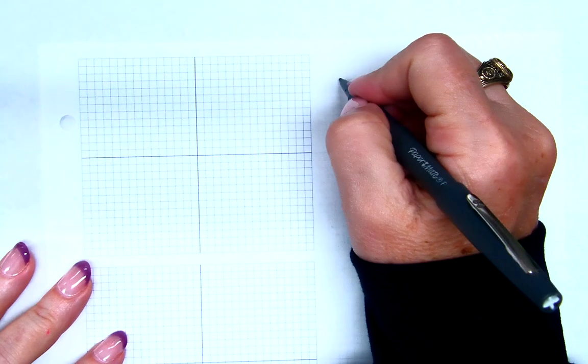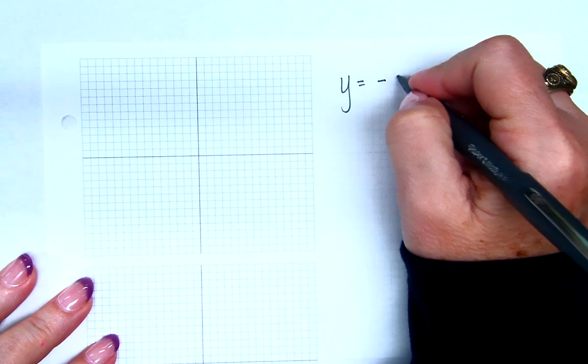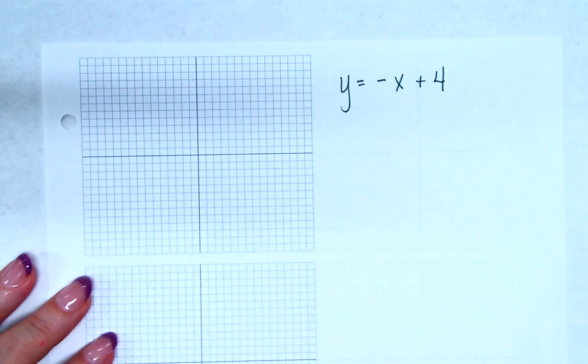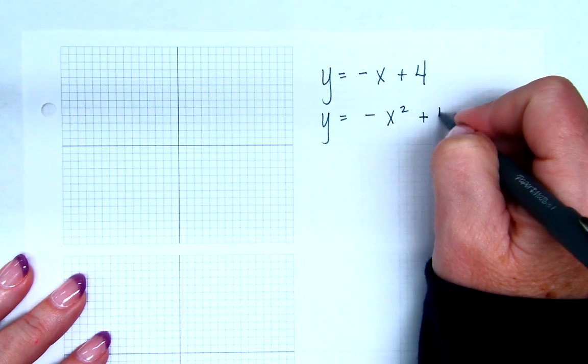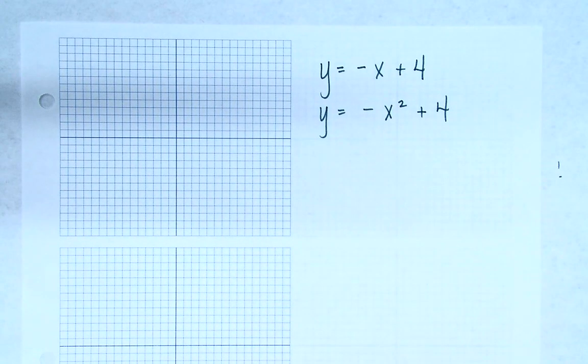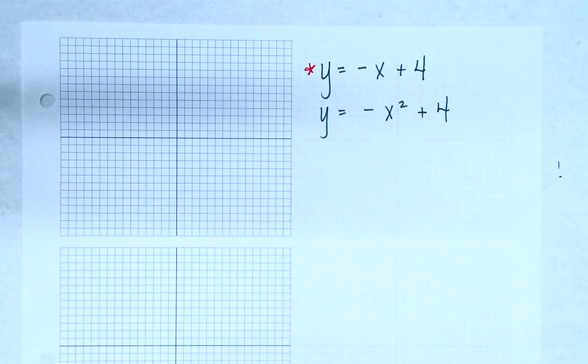So, what if I want to solve y equals negative x plus 4 and y equals negative x squared plus 4. So I'm going to graph this first one with red, just so you know. How do I graph this line?